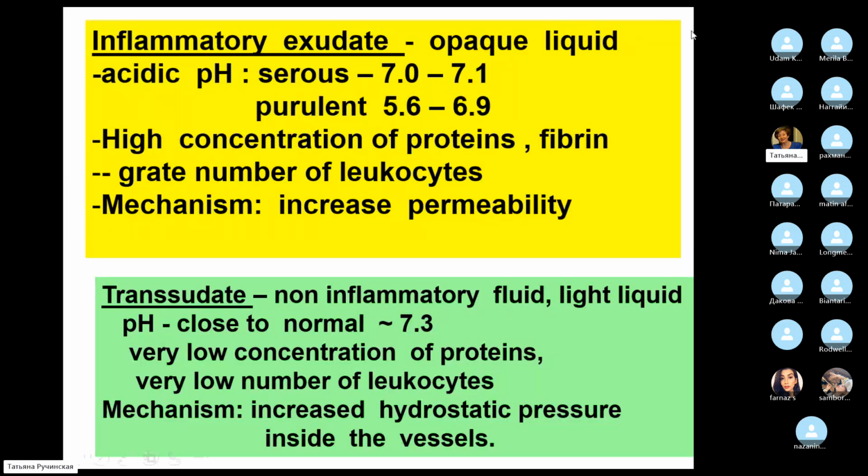Normal pH is 7.35 up to 7.45. So it is decreased, you see. But if it is purulent exudate, the acidity will be severe, with a high concentration of proteins, fibrins, and neutrophils here. The mechanism of appearance of exudate is increased permeability in the region of inflammation.